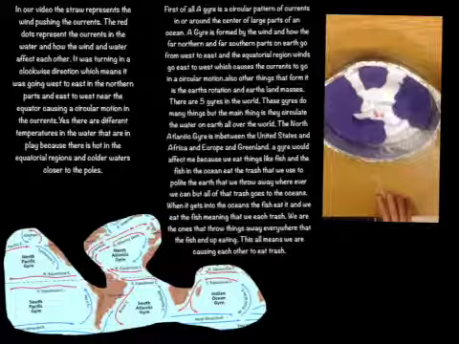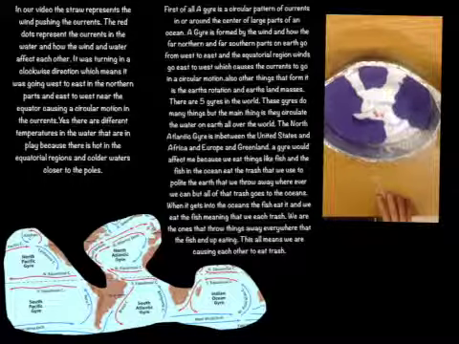There are 5 gyres in the world. These gyres do many things, but the main thing is they circulate the water on Earth all over the world. The North Atlantic gyre is in between the United States and Africa and Europe and Greenland.